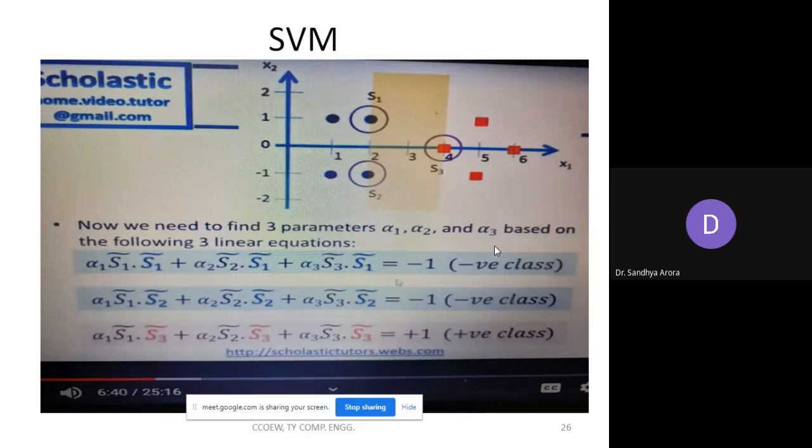Our purpose is to find out 3 parameters, alpha 1, alpha 2, and alpha 3, based on these 3 linear equations. Remember, I told you that maximizing the margin means minimizing the value of w. Minimizing the value of w gives you an optimization problem which can be solved using the Lagrangian form of equations. So this is one way of solving your Lagrangian form of equations.